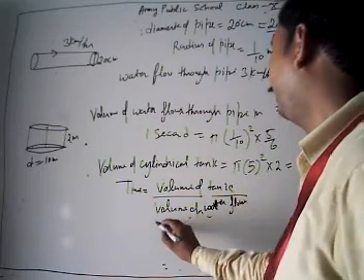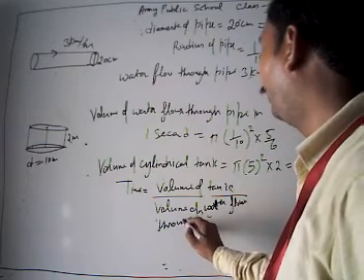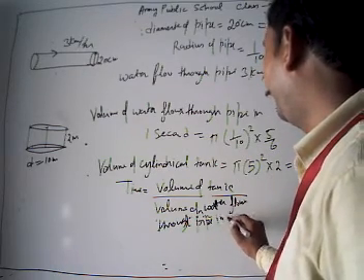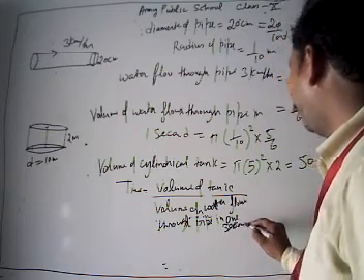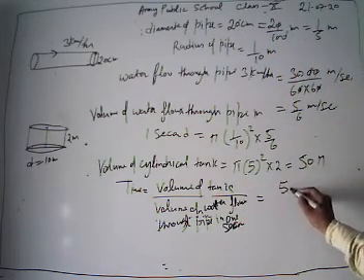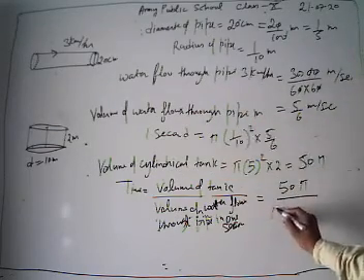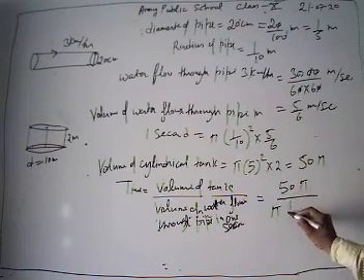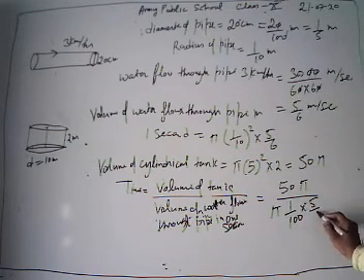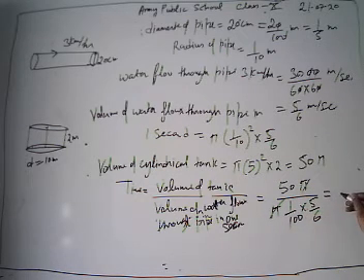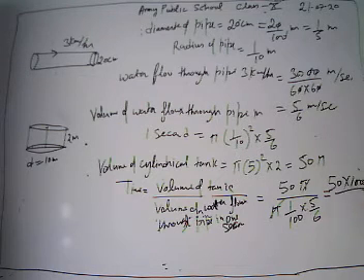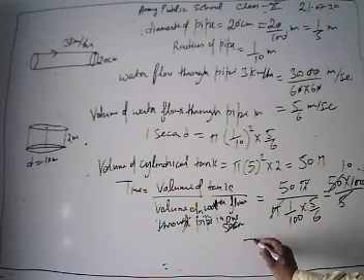The volume of water that flows through the pipe in 1 second. Now what is the volume of the tank? It's 50 pi. And what is the volume of water that flows through? It's pi into 1 by 10, whole square, means 1 by 100, into 5 by 6. Cancel this pi. Then 50 into 100 upon 5, and the 6 goes above, so 6 into 10, which is 50.